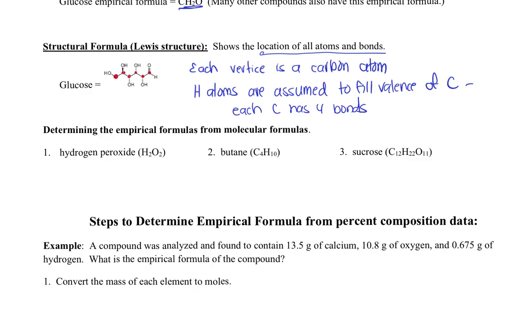This carbon down here has 4 bonds already, so there are no extra hydrogens attached to it. One of these carbons here, they have 3 bonds to them currently, and so they each only have 1 extra hydrogen attached. Okay, so those are the 3 types of formulas: chemical or molecular formula, empirical formula, and the structural formula, or the Lewis structure.